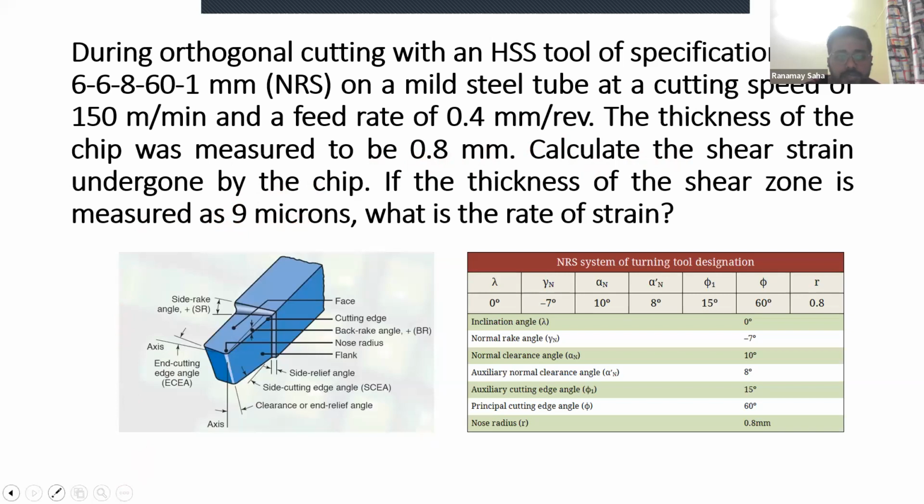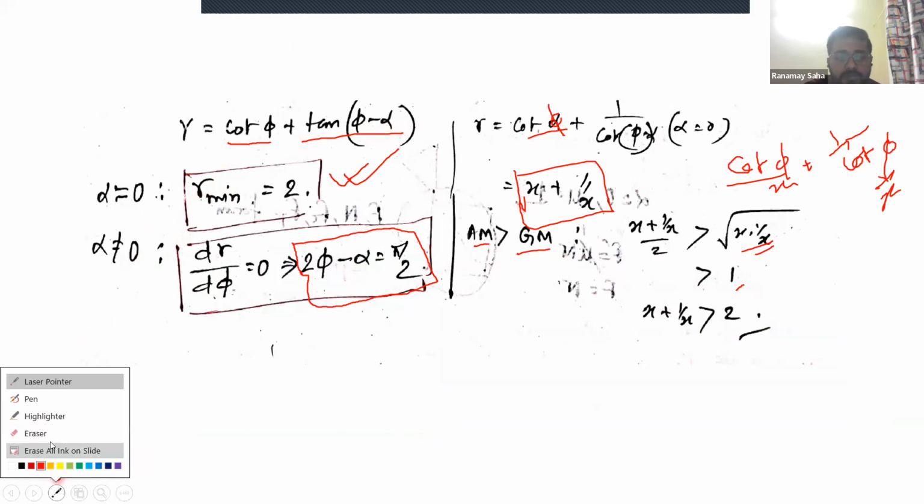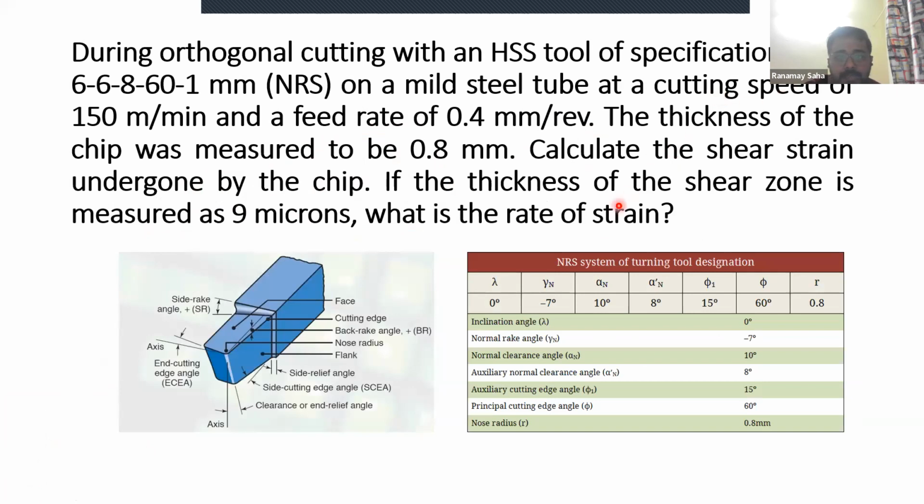I have just calculated the formula, that's cot phi plus tan of phi minus alpha. Then you also have to find the strain rate, if the thickness of the shear zone is 9 microns. Give it a try. This system has been shown to you. From that, you can find out the angle designations, which angle means what. Just try, then I'll show you the solution.